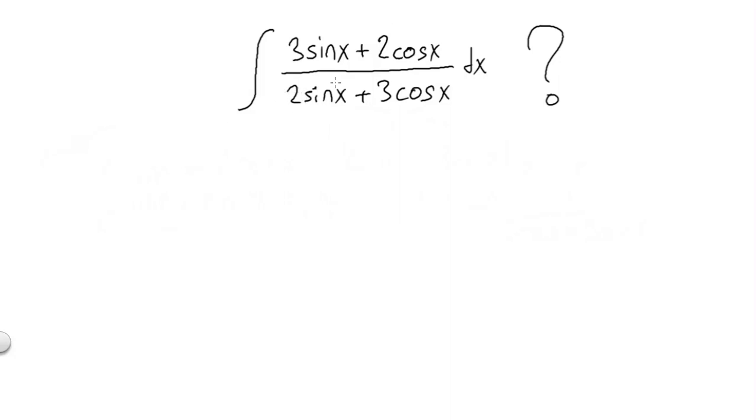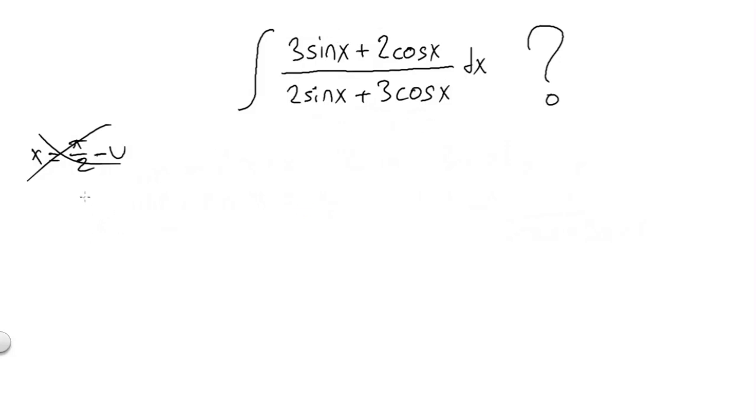Here, if you have something like sine and cosine, it could be useful to make a substitution like x equals pi over 2 minus u, because now sine x is equal to sine u and cosine x is cosine u. But it actually doesn't work here. So what I can do is maybe express this numerator in terms of the denominator. Let's see how I can do that.